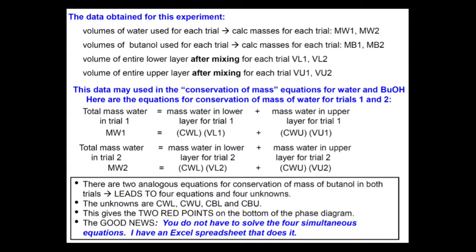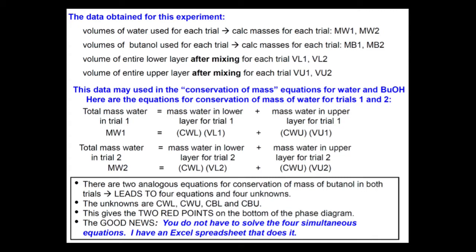And then if you take the concentration of water in the upper layer and you multiply it by the volume of the upper layer in that trial, that will be the mass of water in the upper layer. So you add those two together and you get MW1. And the very same thing works for the mass of water in trial 2. And similarly, you can get two other equations for the mass of butanol in the two trials.